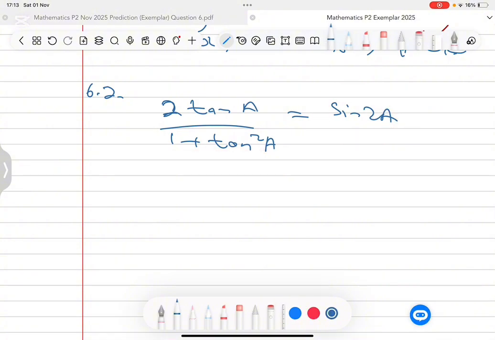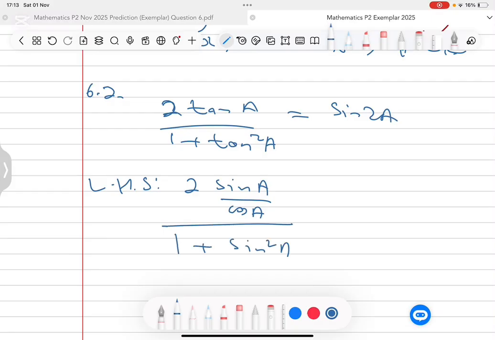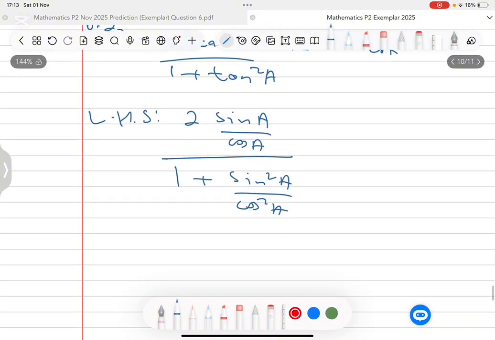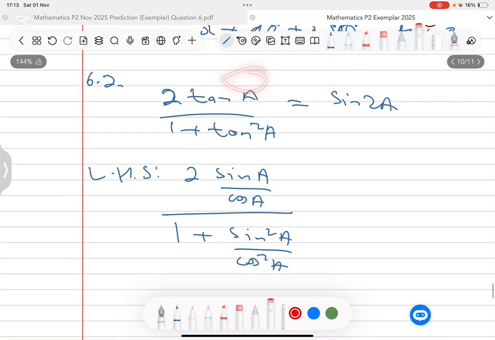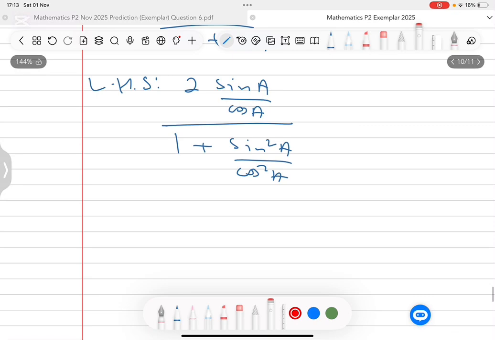So I'm going to focus on the left hand side. I will start by changing this to its identity, so that it is sine A divided by cos A, and this will be all over 1 plus sine squared A all over cos squared A. I'm just using a quotient identity, changing the tan to be sine over cos.